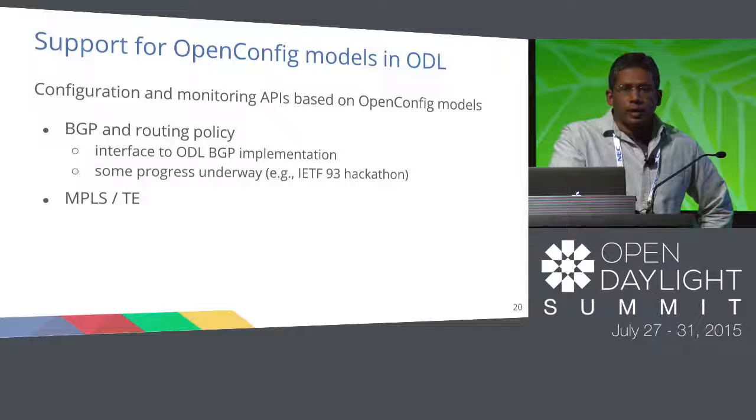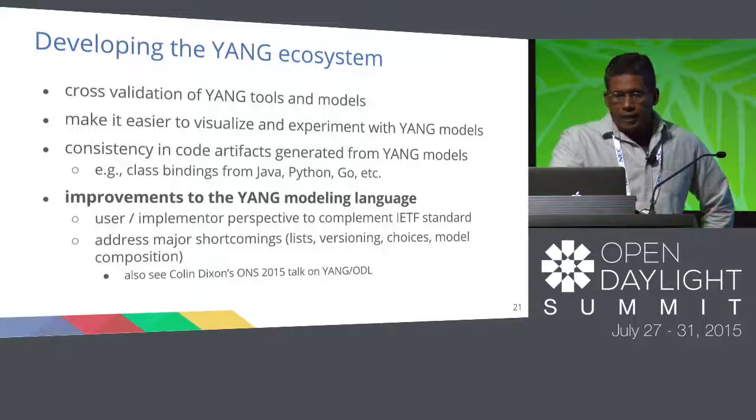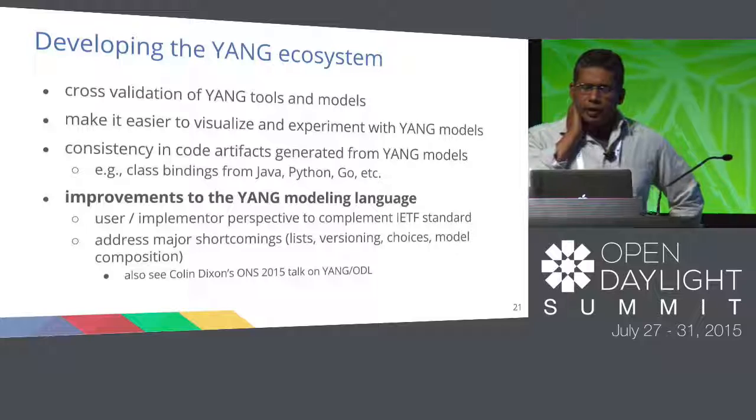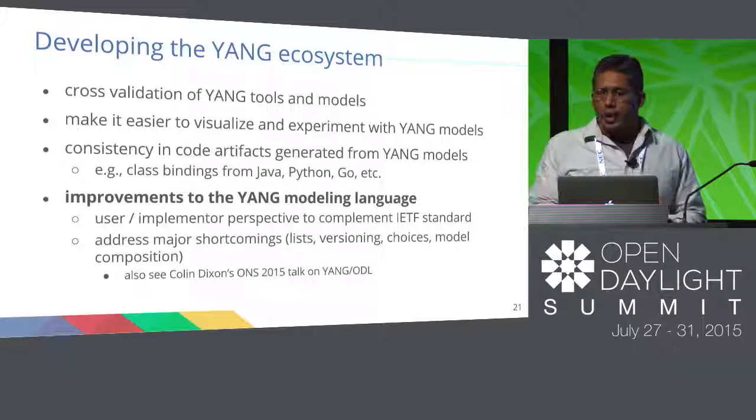So MPLS TE, our model has support for server-based path computation, like what you do with PCEP, or segment routing. These are two other candidates where we might be able to use the OpenConfig models to configure those capabilities in ODL. And then finally, developing the YANG ecosystem, right? I think the OpenConfig models have been a great source of input data, essentially, for the YANG toolchain in OpenDaylight. And I've been working with some of the folks in the YANG Tools project to work out kinks both in their tooling as well as in our models. So that's been a helpful exercise.